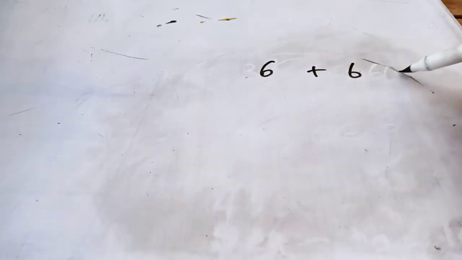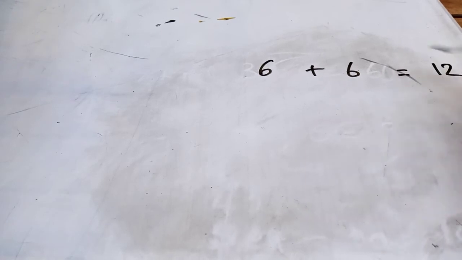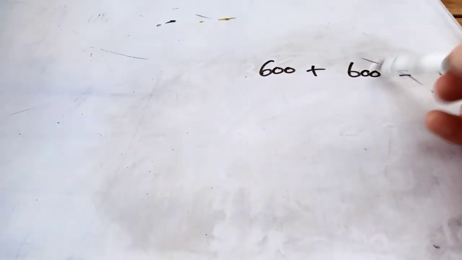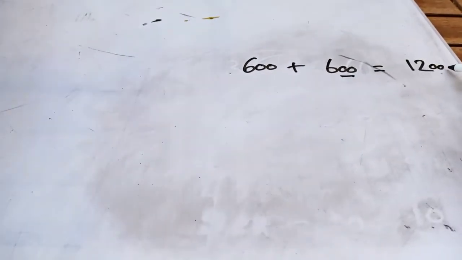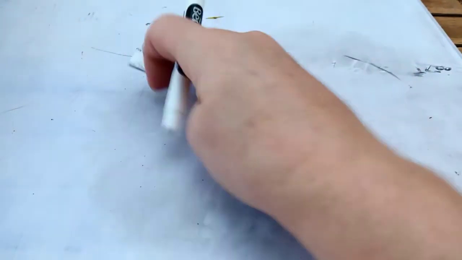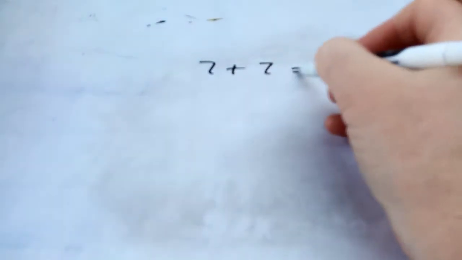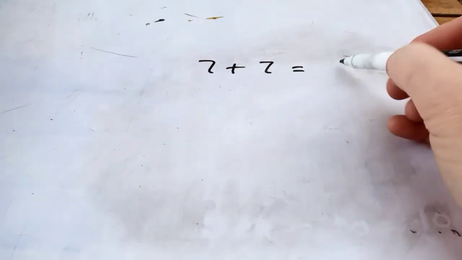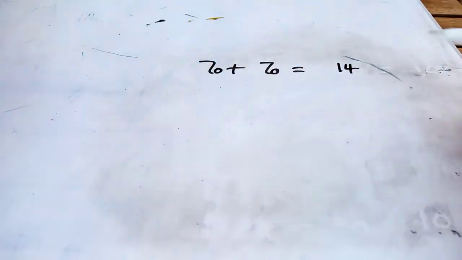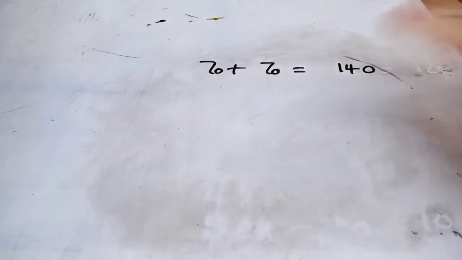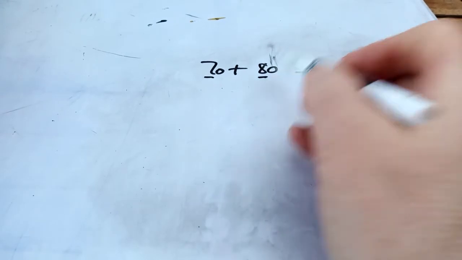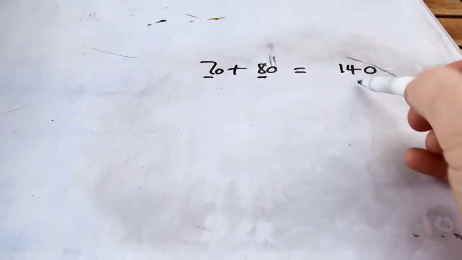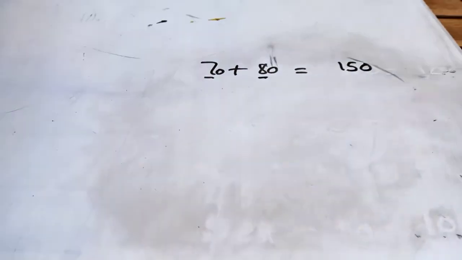Fantastic. Let's go to 6 add 6. What's 6 add 6 equal? Well done, it's 12. What would 600 add 600 equal? 1, 2, 0, 0. Put your comma in. 1, comma, 2, 0, 0. Awesome. If I said 7 add 7 equals, well done, it's 14. So what would 70 add 70 equal? Wonderful. If I said then 70 add 80, well, what's 7 add 7? Add 1 more. 15. So it would be 150.